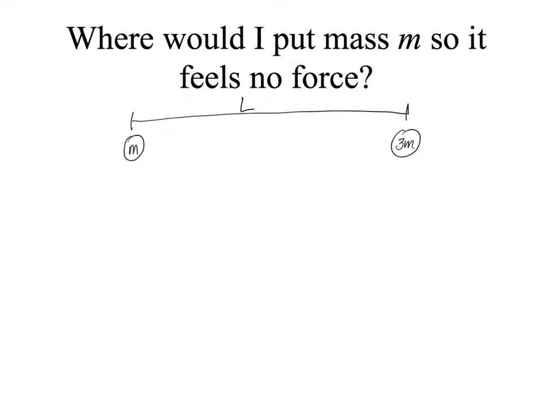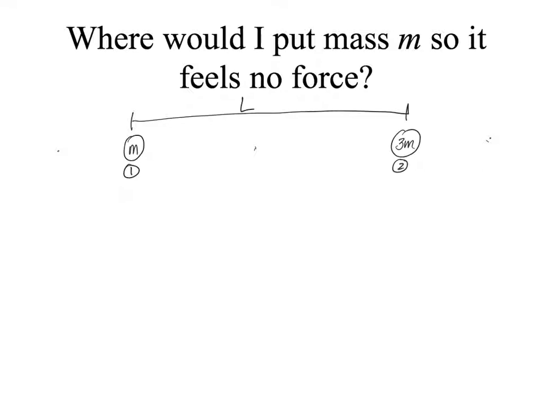And basically then the question is, where should I put another mass, a third mass, so that it feels no force? To help me out, I'm going to call this mass number 1 and this mass number 2. And basically I have 3 different places where I could place my other mass to see if it feels no force. I could put it to the left of the small mass, I could put it to the right of the larger mass, or I could put it somewhere in between.